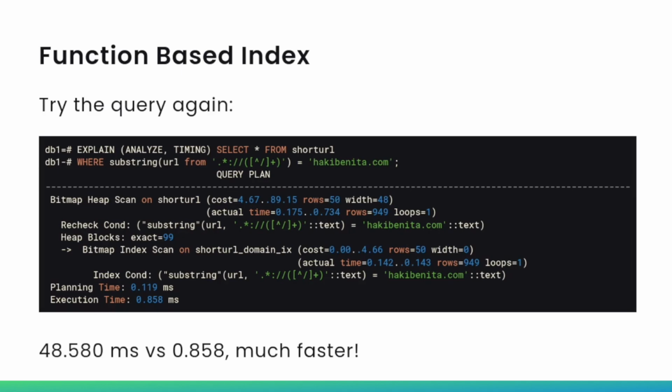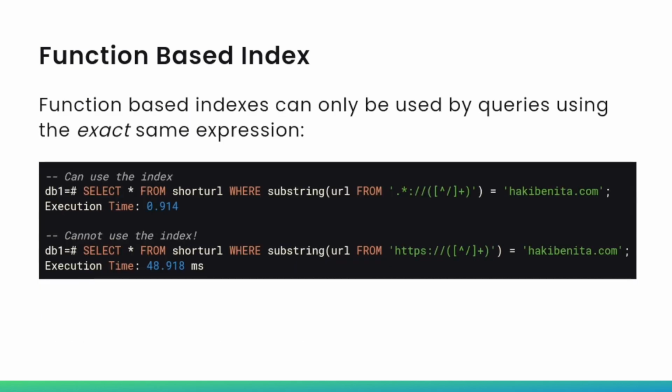Now, if we try the query again, explain analyze, select star from where substring, and notice that I'm using the exact same expression, we can see that this time the database is using our index to do a bitmap index scan, and then it uses the result of this bitmap to do a bitmap heap scan on the table. And if you look at the timing, it's so much faster. Before it was 50 milliseconds, and now it's less than 1. That's a huge improvement, thanks to the fact that we didn't have to reevaluate this expression for every row because the result was already stored in the index.